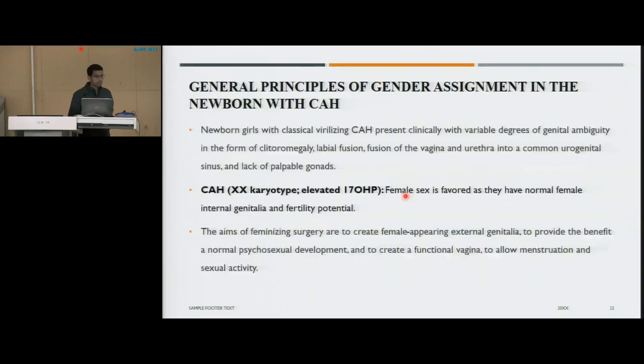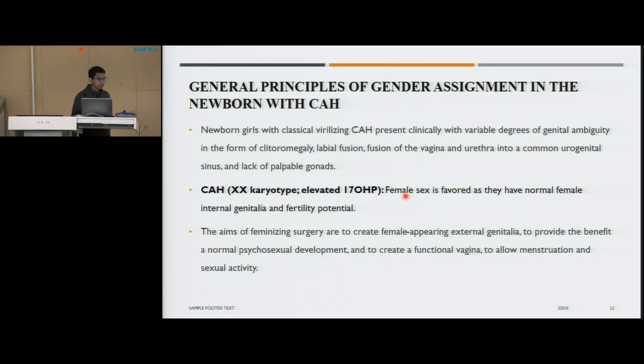And in the general principles that are followed in CAH, normally the CAH patient has a 46XX karyotype. So female sex is mostly favored, because they have normal female internal genitalia, and they also have fertility potential. When the child presents to us in the newborn period, mostly we prefer female sex. And if there is a mild clitoromegaly or Prader stage 1, 2, 3, 4, we can go ahead with feminizing genitoplasty.